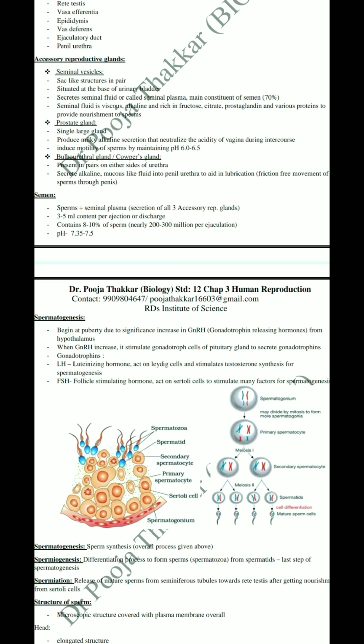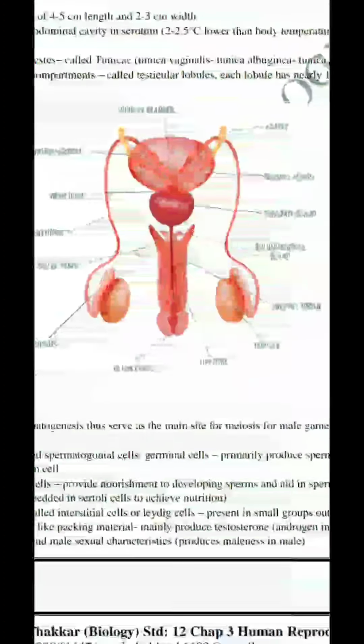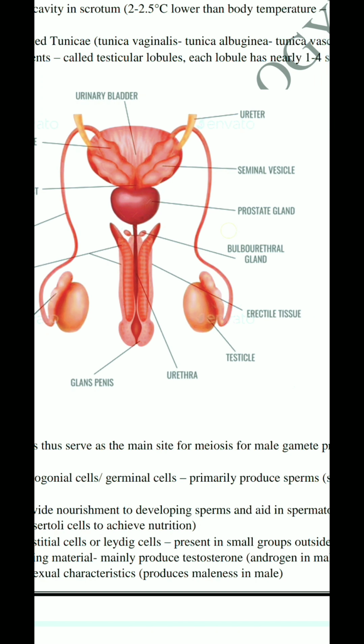Here, the first will be the seminal vesicle, which is a sac-like structure which is always present in a pair. I'll show you in the diagram. They are present just near the urinary bladder, as you can see here in the labels. They are in a pair, they are a sac-like structure, and they produce a fluid, namely seminal plasma. You can see that both the vas deferens, which are coming from the testes, are merging, after which they have the secretion of seminal plasma added into them.